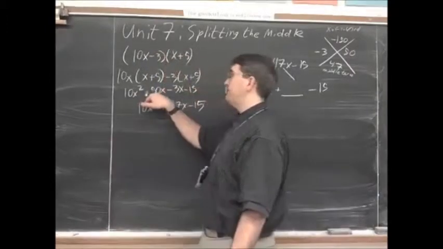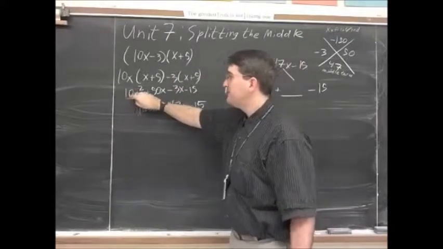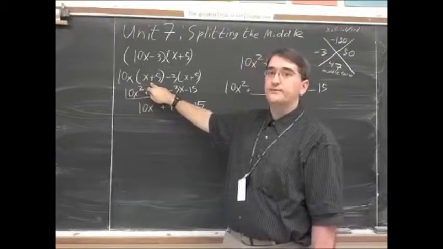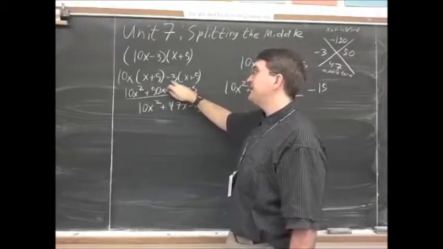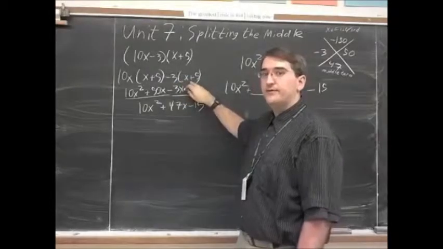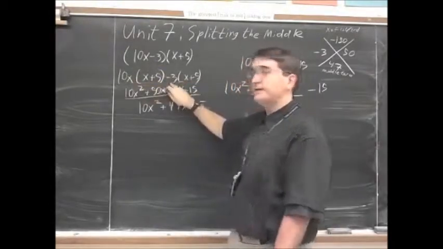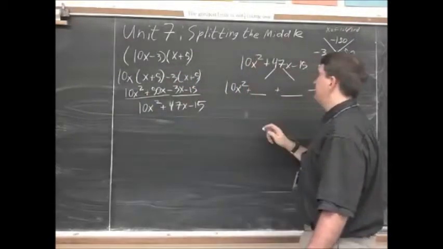Here we had 50x minus 3x, and you can see how we would factor this by grouping. We'd take the 10x squared plus 50x, pull the 10x out, have an x plus 5 left. We have the negative 3x minus 15, pull the negative 3 out, and be left with an x plus 5. The x plus 5 in common there means we have the 10x minus 3 in one binomial, and the x plus 5 as another. I'm going to do this the other way around.